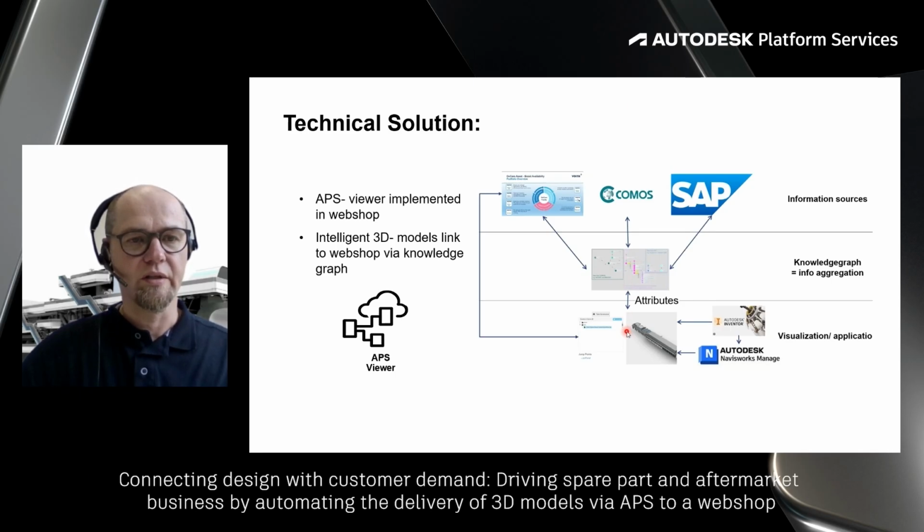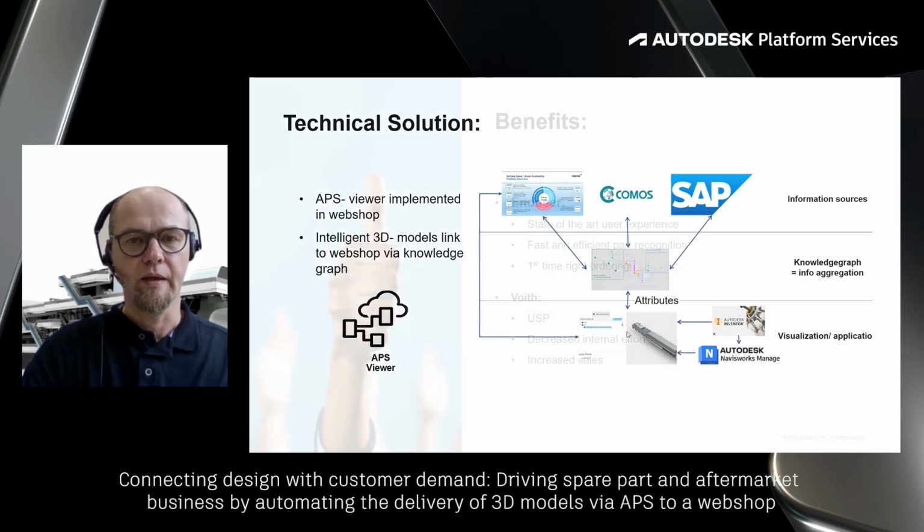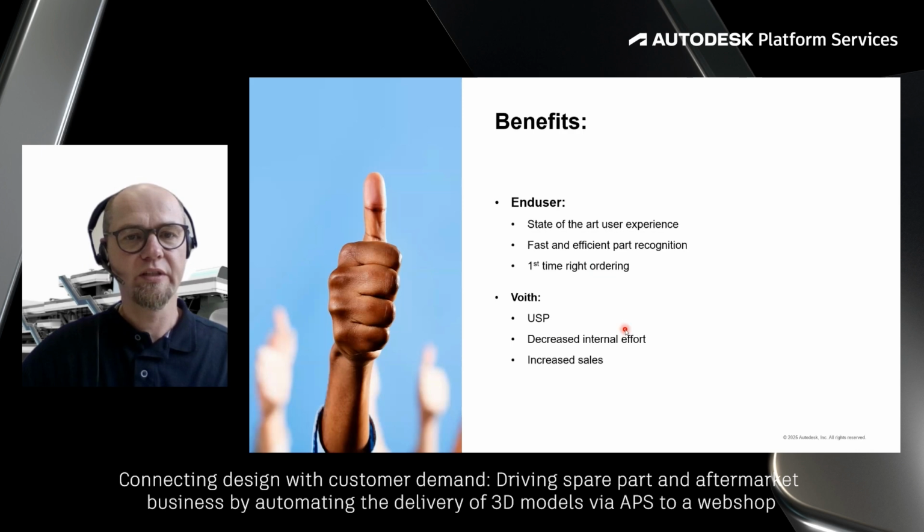This offers an intelligent 3D model that will create a very new user experience for our end users and customers on site at the paper machines. And again, we see the same benefits as before: a state-of-the-art user experience, fast, efficient part recognition, first-time-right ordering, and a unique selling point, decreased internal effort, and increased sales.